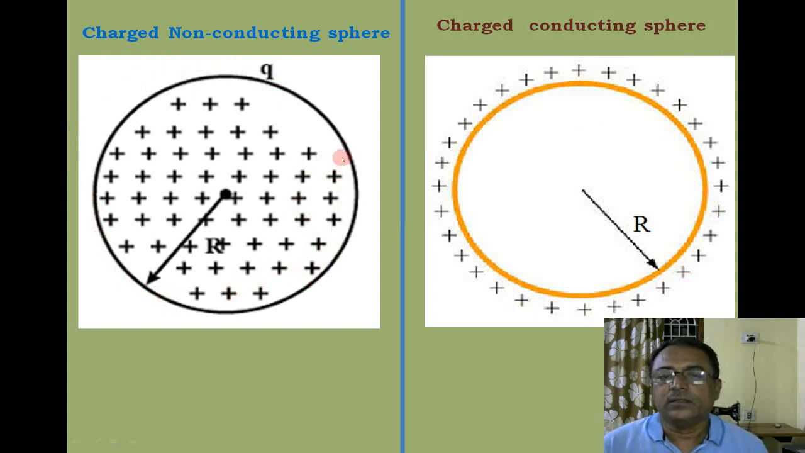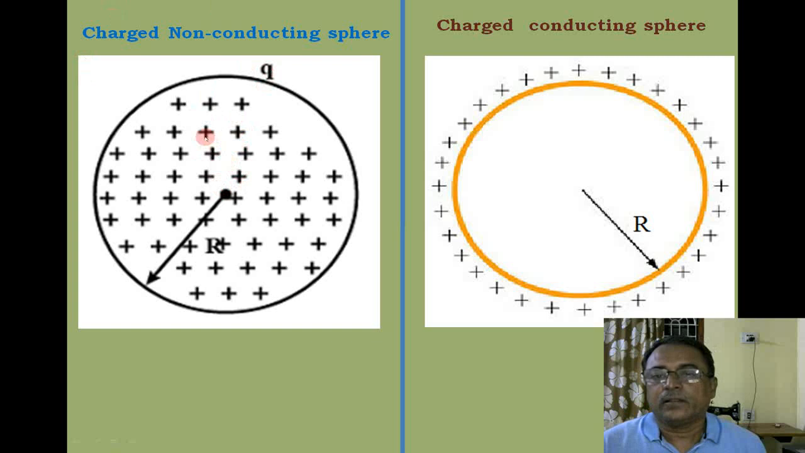Say a charge Q is given to this non-conducting sphere. Then this charge Q, or plus Q, is distributed throughout the sphere. Say this is the total charge given, and this charge is distributed throughout the sphere uniformly. Uniformly means evenly.